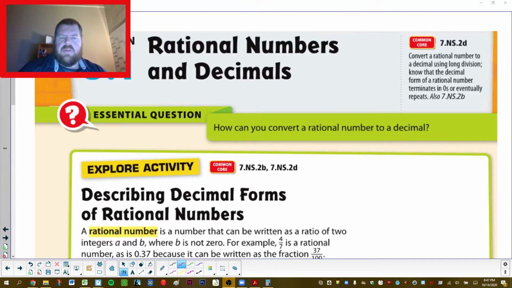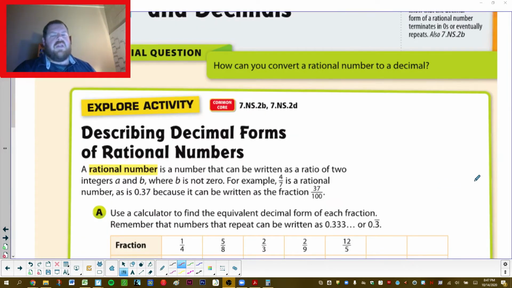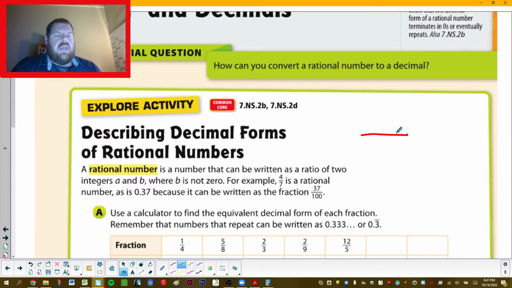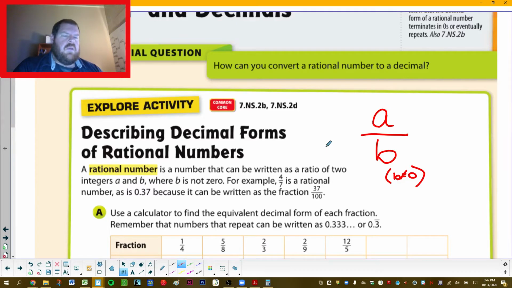Okay, rational numbers. So rational numbers, or irrational numbers, any number that can be written as a ratio of two integers, a and b, where b is not 0. What does ratio mean? Well, one way to show a ratio is to use a fraction. So we're really just looking at any number that we can write as a over b, and the only issue that we have is that b cannot be 0. And these are integers, so these are positive or negative whole numbers. As long as they're both positive or negative whole numbers and b is not 0, it's a rational number, we're good to go.